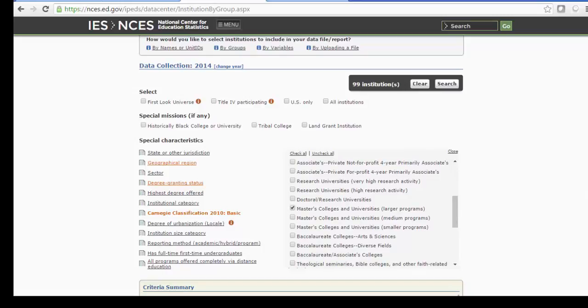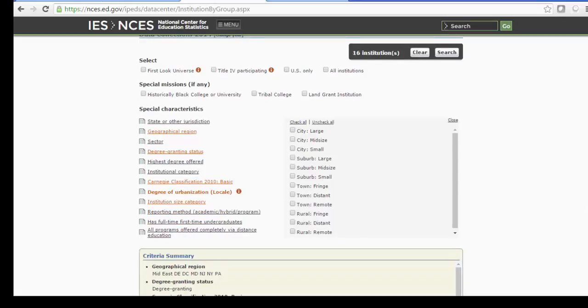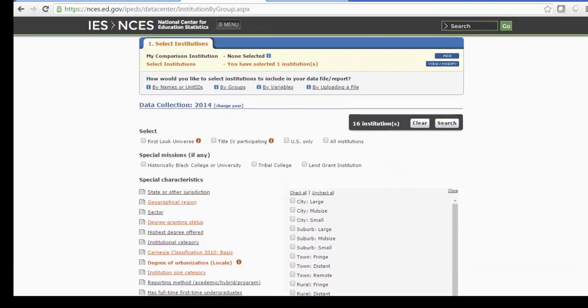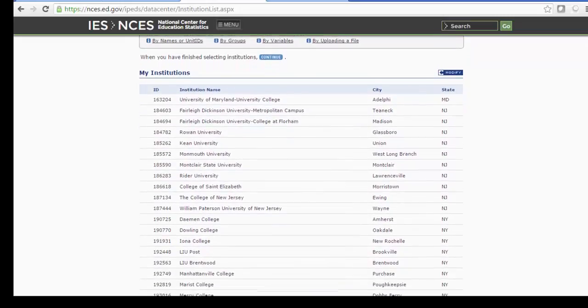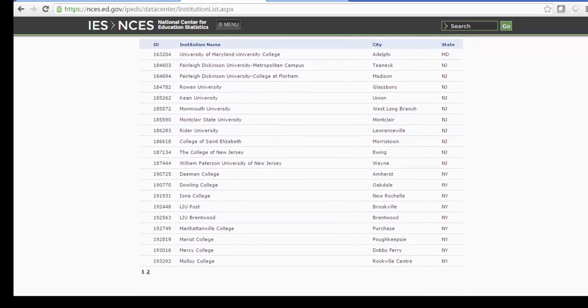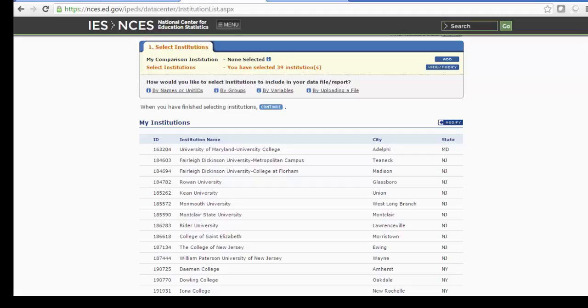Do you offer more master's degrees and baccalaureates, or just baccalaureates, or are you more a doctoral research institution? The degree of urbanization, which would be suburban, large, institutional size, and you can see up here it's giving me institutions that are similar to my institution. And then if I search that, I've now gotten about 39 institutions that are similar to my institution in terms of size. And what I can do there is then look at those respective institutions and determine their graduation and retention rates in comparison to mine. So that's how you can use the IPEDS data source.